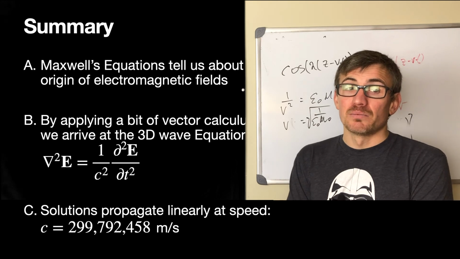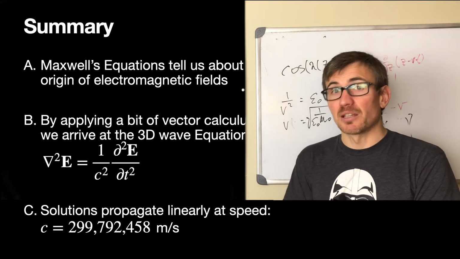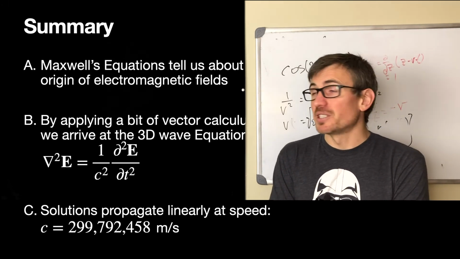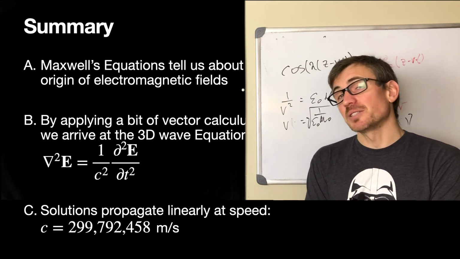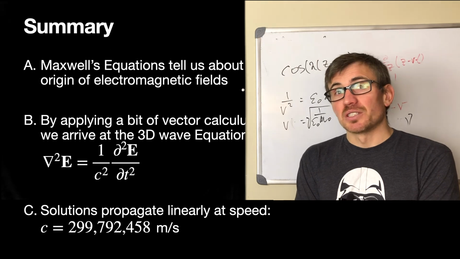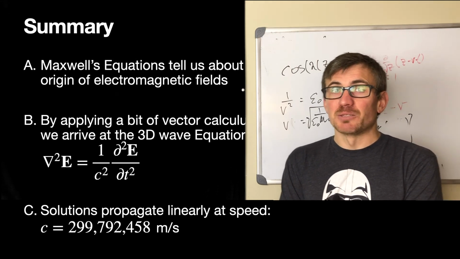Finally, if we actually look at the form of these solutions and compare to a one-dimensional wave equation, we see that these waves propagate at a very particular speed, about 3 times 10 to the 8 meters per second, which is a constant of nature, which we know now is the speed of light.